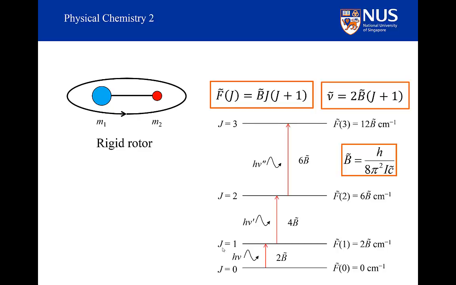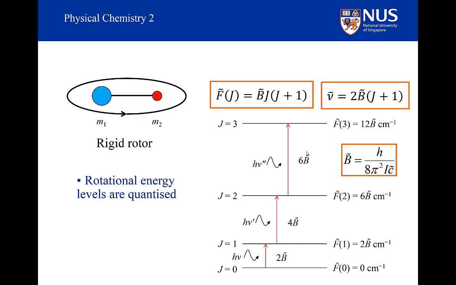In spectroscopy, we have light interacting with matter. In order to interact, the incoming photon energy, h nu, must match the energy difference between two rotational states. Well, the energy difference between J equals 1 and J equals 0 is 2B minus 0, which is equal to 2B. And the energy difference between J equals 2 and J equals 1 is 6B minus 2B, which is equal to 4B. And the energy difference between J equals 3 and J equals 2 is 12B minus 6B, which is equal to 6B.